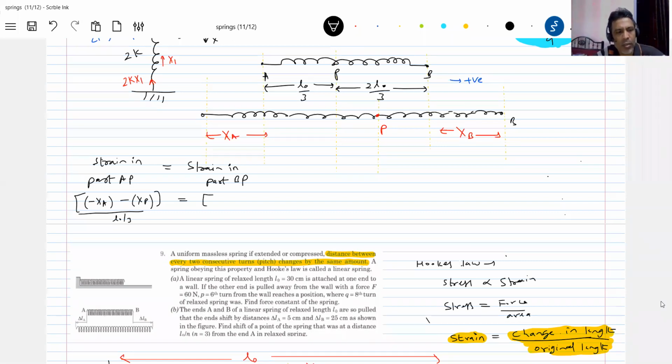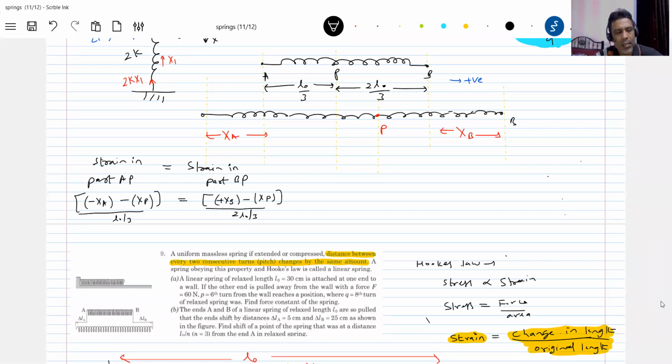XB equal to how much should I write? Plus XB minus XP. I'm not sure about the XP direction, so I'm leaving it by 2 L0 by 3. Okay, solve this, you'll get the displacement of point P.